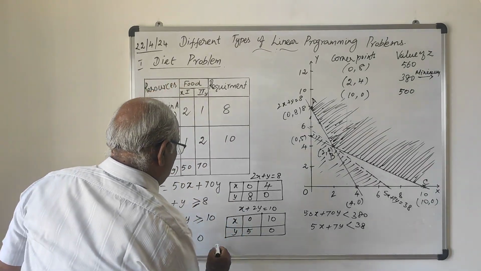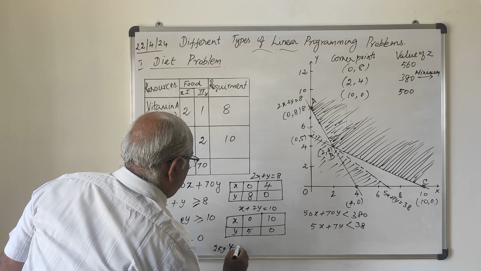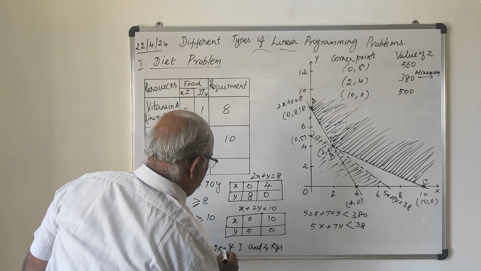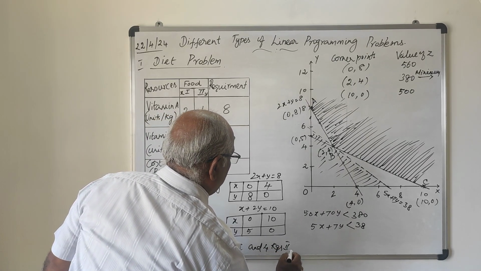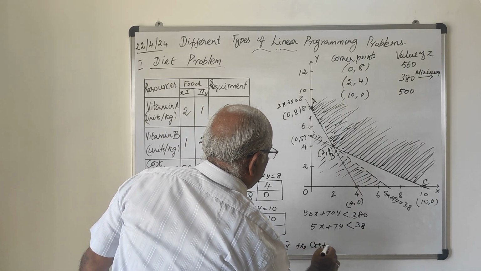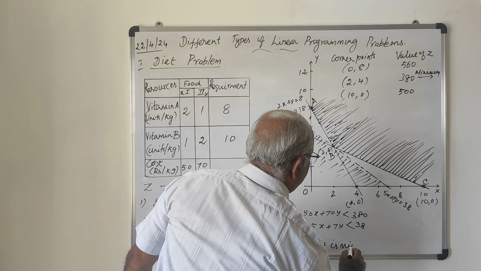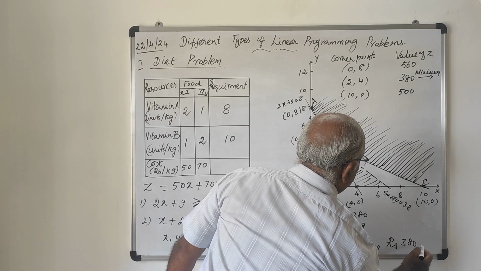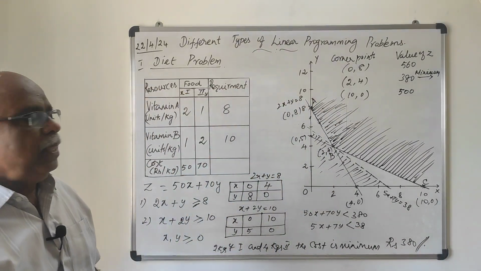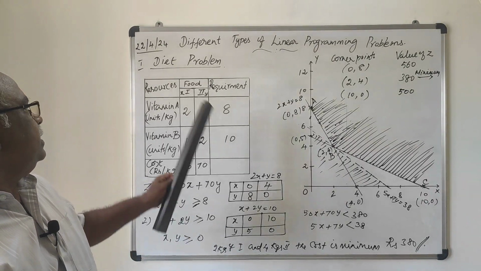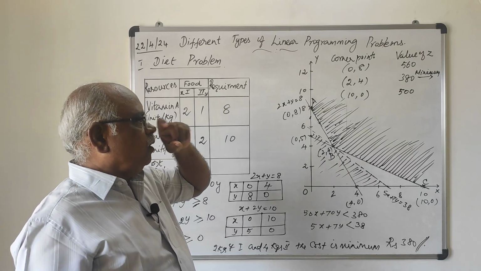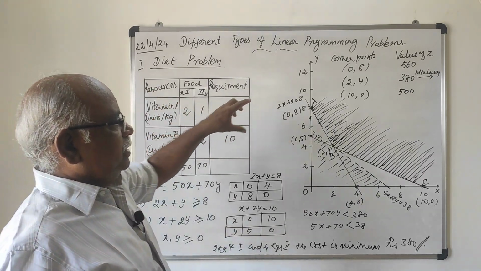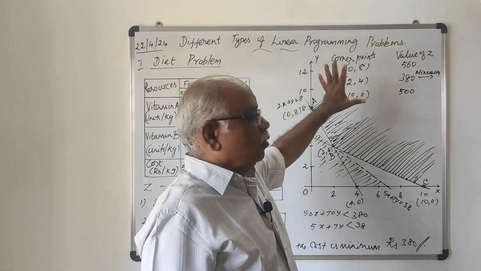So 2 kgs of food 1 and 4 kgs of food 2. The cost of the mixture is minimum, that is rupees 380. That's all about the problem. Okay. So this is the diet problem. A dietitian wants to mix a minimum cost mixture with the data given, and 380 rupees is the minimum cost. That's all about the problem.